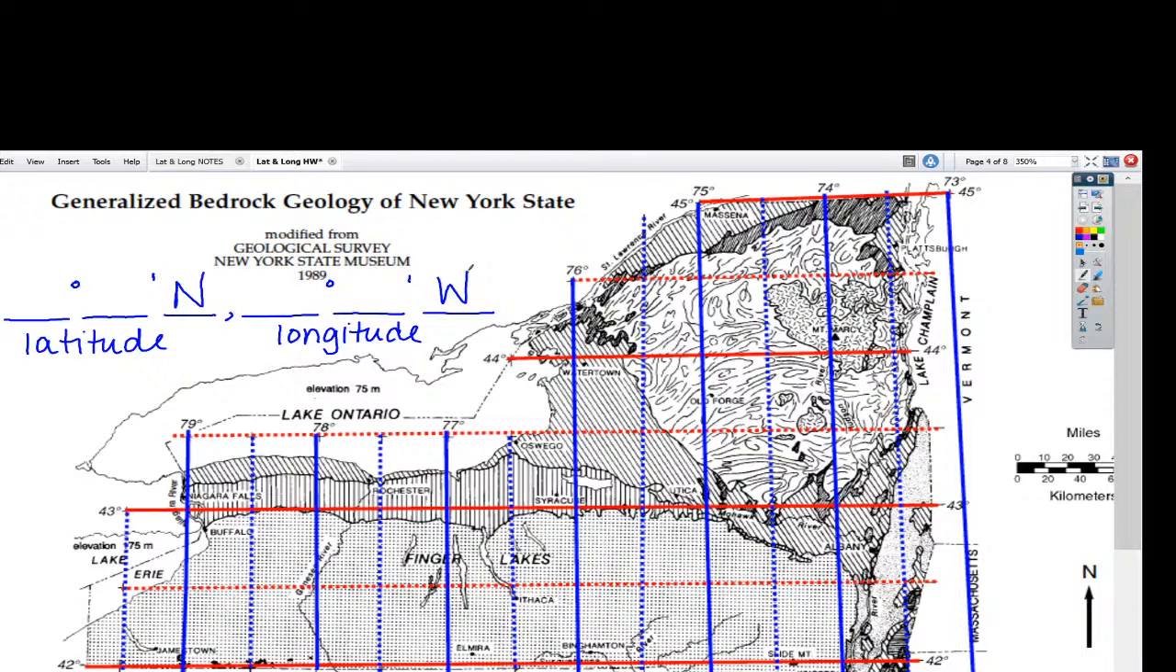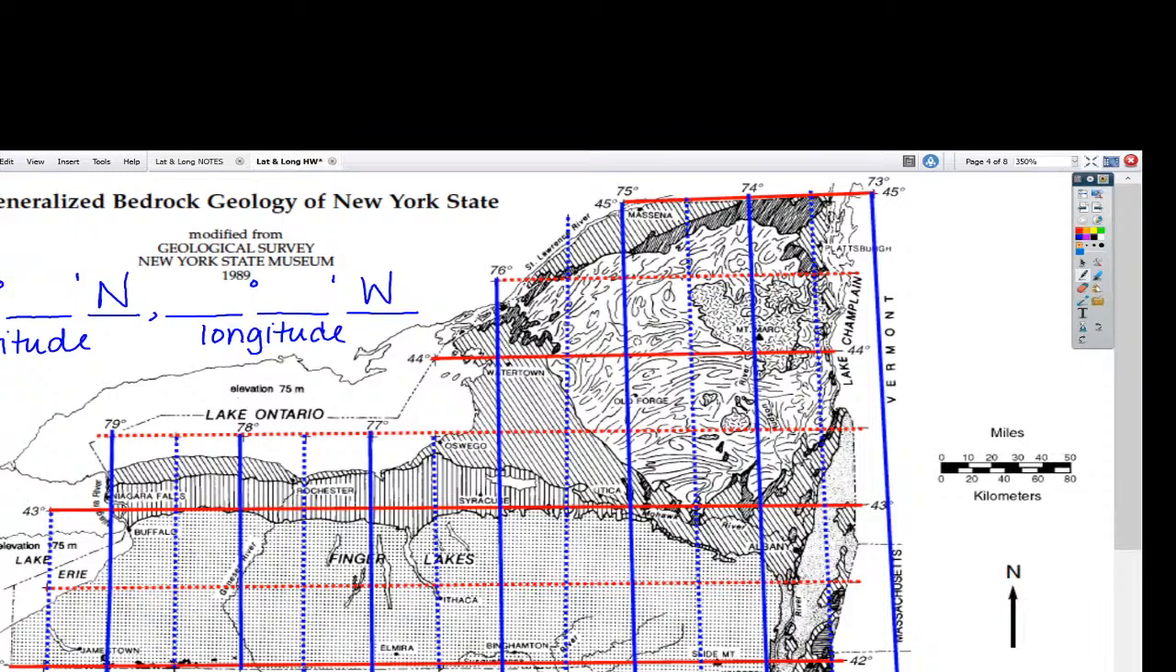The reason we can do minutes on this map is because it's a tiny map of New York. It's just New York. There are no other countries. There's not the entire world. It's just New York, the Northwest, a teeny portion of it, okay? So let's get down to business.